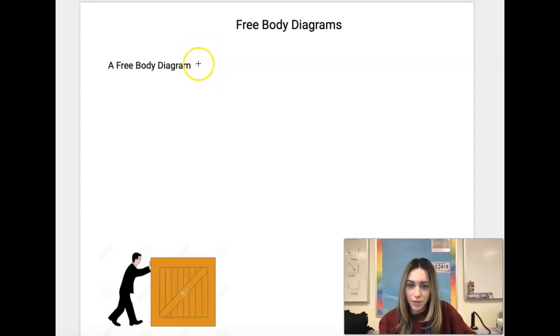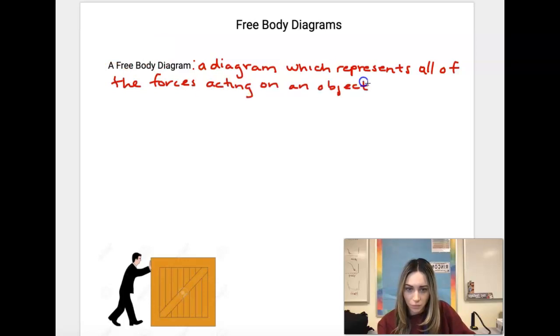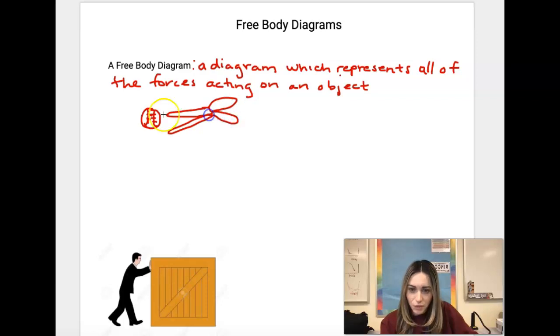A free body diagram is a diagram, which is just a visual representation, which represents all of the forces acting on an object. You can think of it like this. We have an object, let's say a baseball. And when we create a free body diagram, it's almost like we're taking a pair of scissors and cutting that object out of reality. Snip, snip, snip, cut the object out of reality and look at just that object.